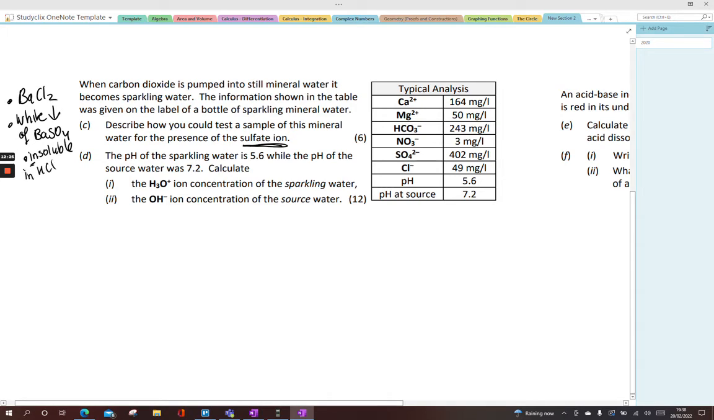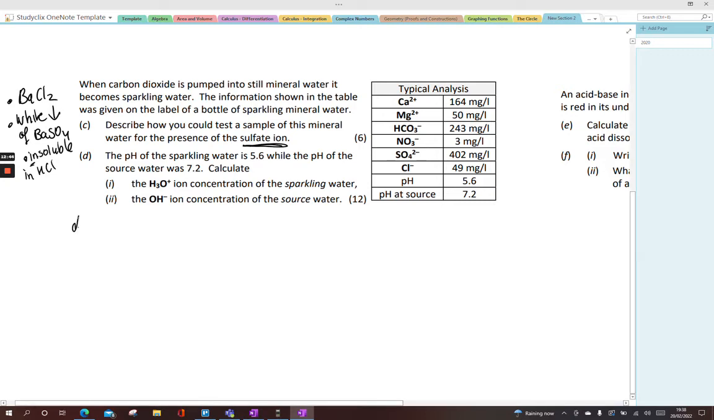And sulfite, it's the exact same. You add your BaCl2, my barium chloride, you get a white precipitate, this time of BaSO3. It's sulfite, it's got the I, so its precipitate is soluble. So maybe write that down, pause the video, so you can get your head around it.